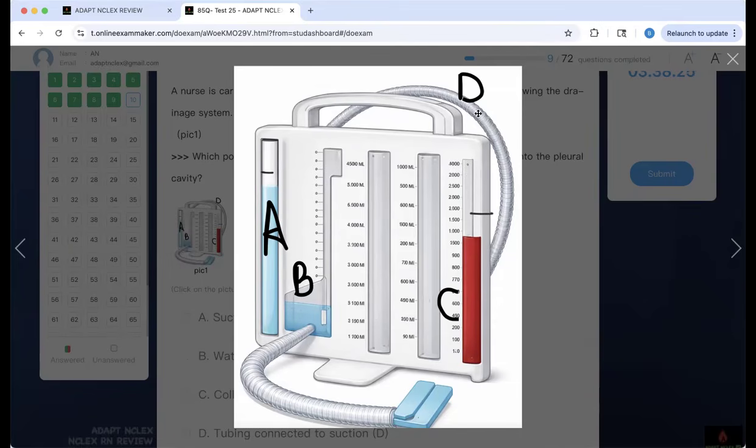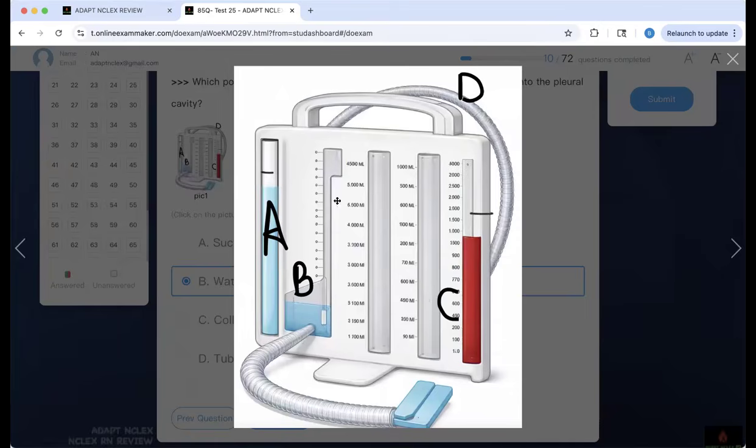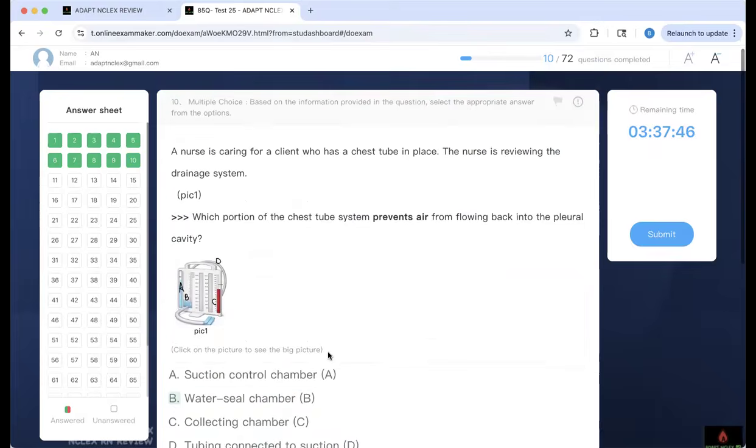Is it A, B, C, D? You got to know which one is which. So pick your answer based on the description and see which one. And then we go over it. And you write down the concept. You pick your answer? I can tell you it's the water seal chamber. The water seal chamber is B. It prevents air from going back into the patient. The C is the collecting chamber. It's just collecting drainage. And the A is the suction chamber. And the D is what brings in suction. But B is the water seal chamber, to prevent air from going back into the patient, going all the way into the patient. Therefore, master them. That's the water seal chamber.